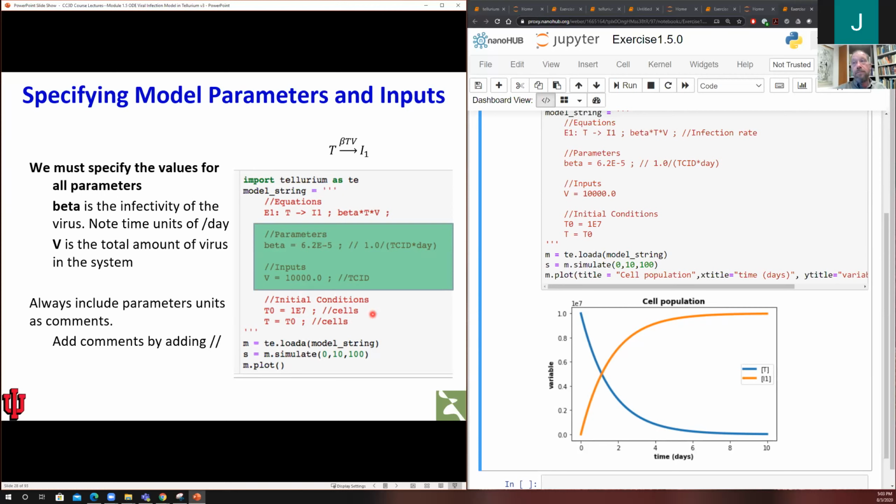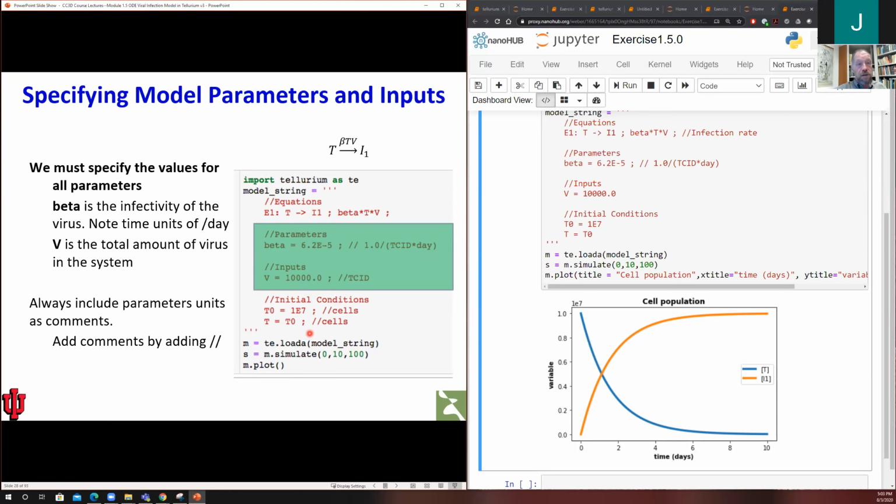We're going to use 10 to the 7th cells. That number in a sense is arbitrary; we could divide the number of cells by 10 and it wouldn't really change anything. In this case, we're going to set a constant T0 because we're going to need it again, and then set the initial amount of T to be equal to T0.